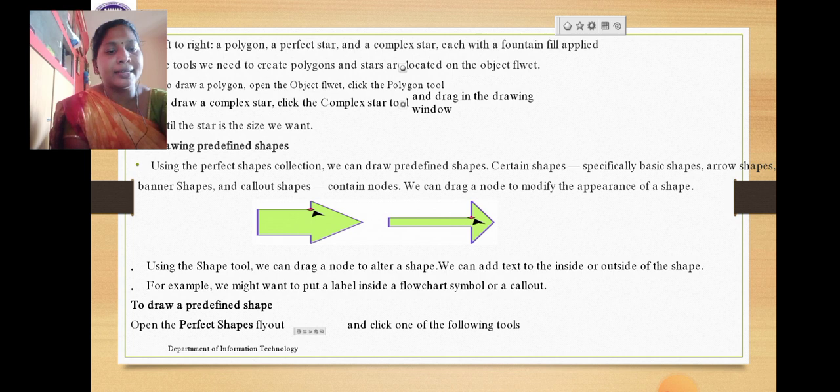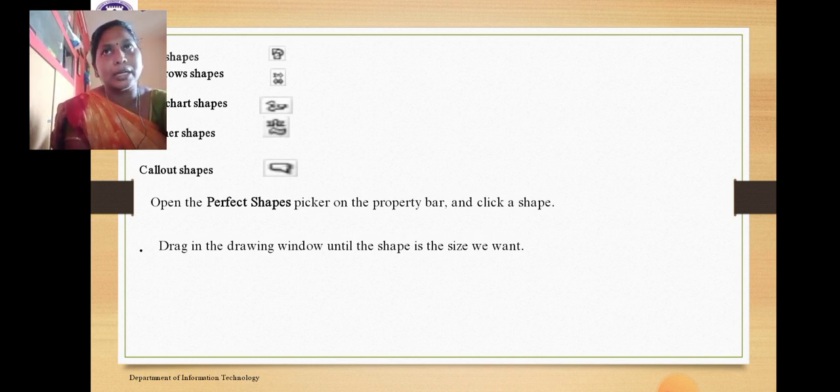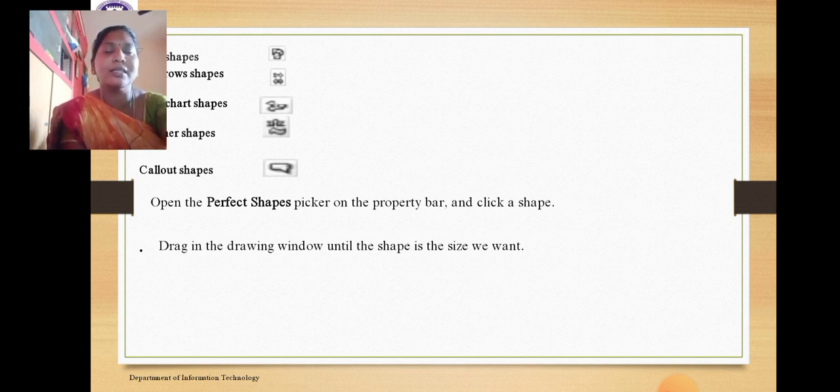We can add text to the inside or outside of the shapes. For example, we might want to put a label inside a flowchart symbol or a column. To draw a predefined shape, open the perfect shapes flyout and click one of the following tools: basic shapes, arrow shapes, flowchart shapes, banner shapes, callout shapes. Open the perfect shapes picker on the property bar and click a shape. Drag in the drawing window until the shape is the size we want.